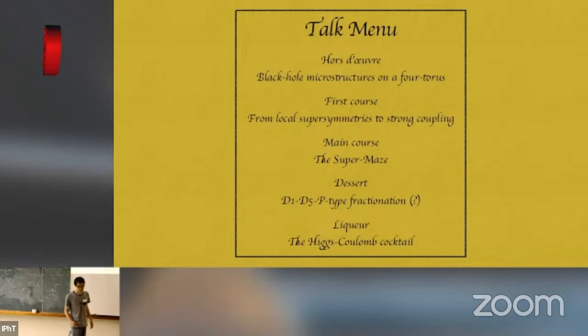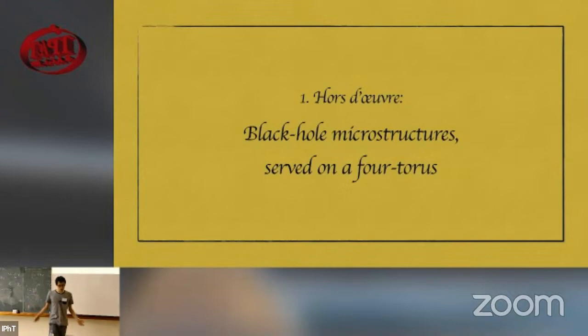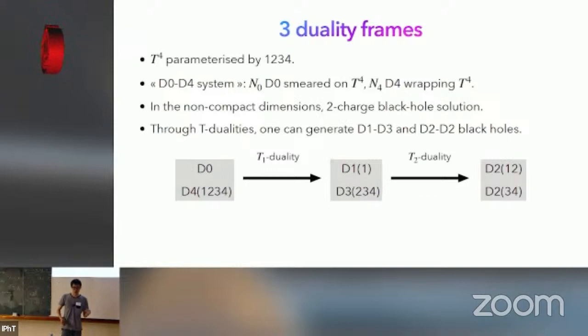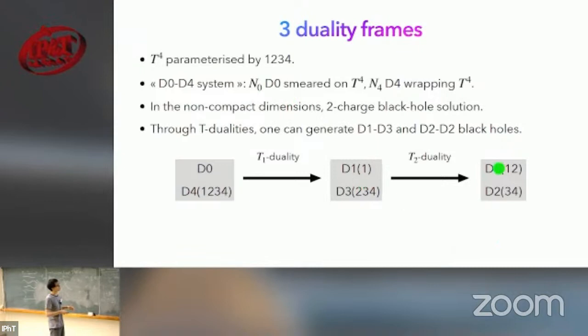So, first, dinner is served, hors d'oeuvre. Let's consider a T4, a four torus parameterized by x1, x2, x3, x4. The D1, D0, D4 system is basically N0 D0 branes smeared on the T4 and some N4 D4 branes wrapped on the T4. In the non-compact dimensions, this is a two-charge black hole solution. And through T dualities, you can generate the D1, D3 black holes, and D2, D2 black holes.